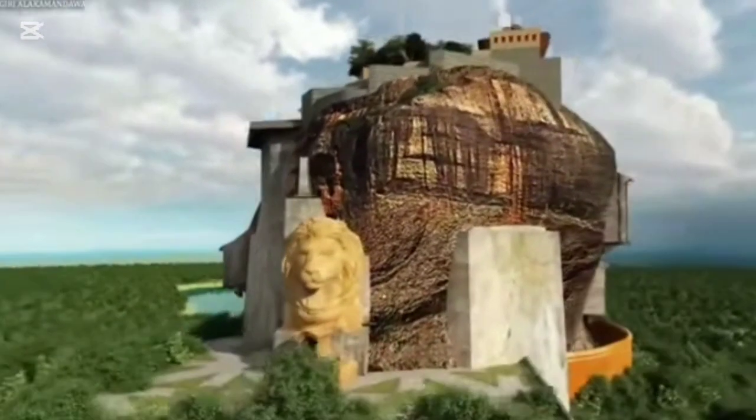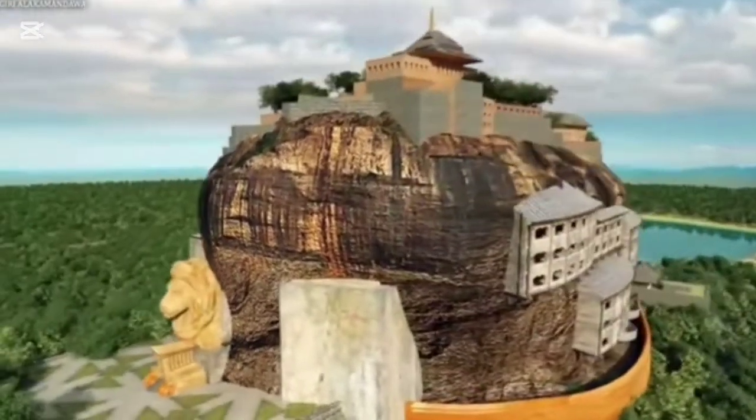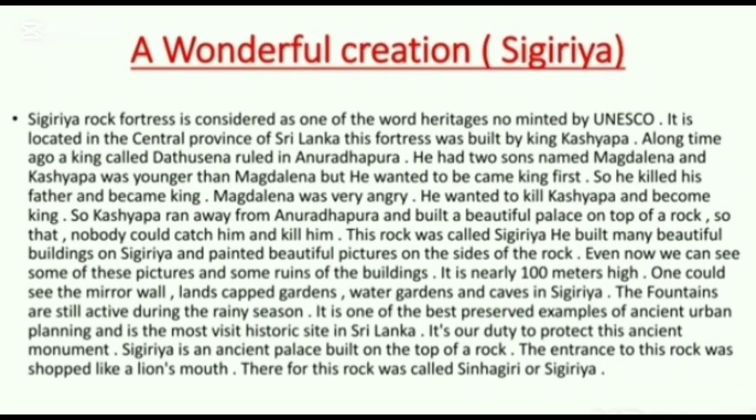It's in the Central Province, Matale district, near the town of Dambulla. This fortress was built by King Kashyapa. A long time ago, a king called Dhatusena ruled in Anuradhapura. He had two sons named Moggallana and Kashyapa. Kashyapa was younger than Moggallana, but he wanted to be king first. So he killed his father and became king. Moggallana was very angry.